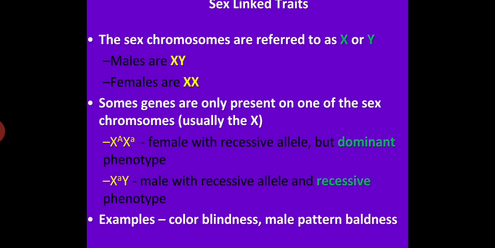Some genes are only present on one of the sex chromosomes, usually X. The female with the recessive allele has a dominant phenotype. The male with the recessive allele has the recessive phenotype. Example, color blindness, male pattern baldness.